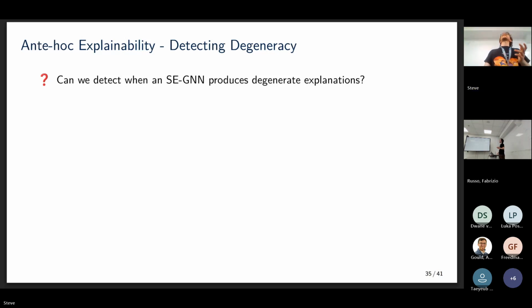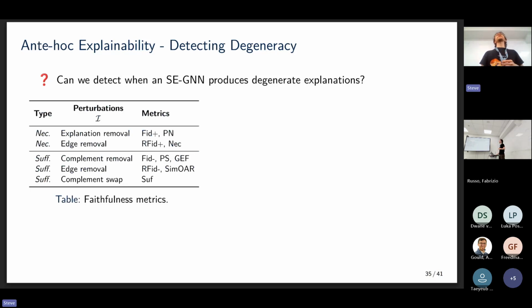At this point, the question is, you showed that this problem can happen. You showed that for several models, this is actually the optimal solution. And now the question becomes, can we actually detect when an explanation is degenerate? Do we have some tools to rule out unfaithful degenerate explanations from actual faithful explanations? A natural way to cast this question is by inspecting faithfulness metrics. In the explainability for GNNs literature, there are a bunch of metrics, like the ones in the tables, that try to estimate how faithful an explanation is.